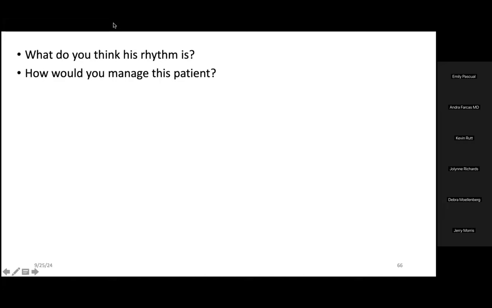What are you guys going to do with this patient? Are you going to cardiovert him? Are you going to let it ride? Are you going to give him fluids? What do you think? I have a supportive. Yeah. Oh, you can see. Yeah, I can see it now.